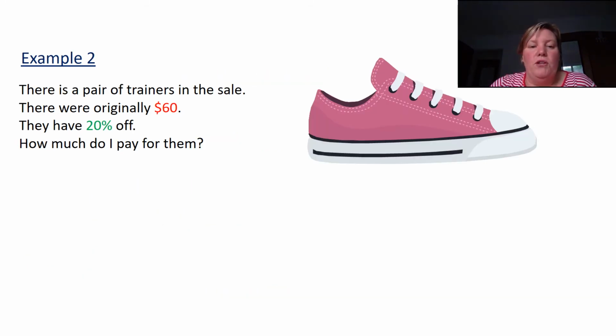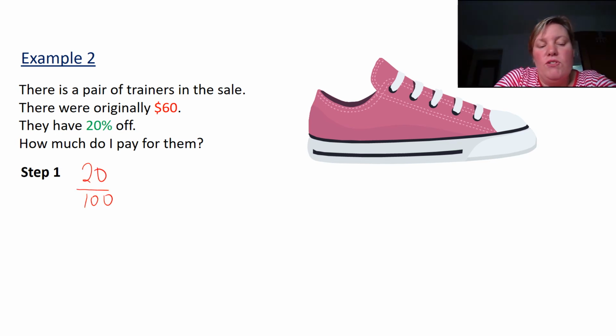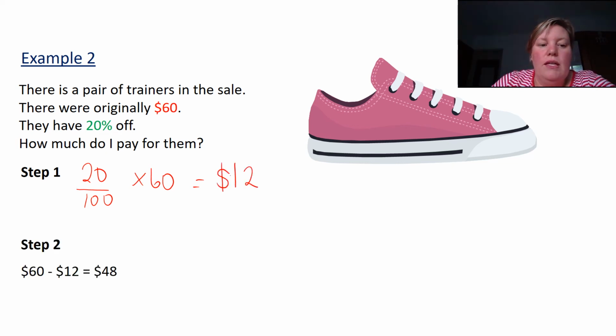Example 2, I've got a pair of trainers in a sale. They're originally $60. They have 20% off. How much do I pay for them? Step 1 again. I'm going to find 20%. Notice every time I write down 20% and I'm doing a calculation, I put it over 100. I'm going to times it by 60. So that's going to be $12. Step 2. Take it away. So there's my original $60 minus my $12, so what I'm going to pay is $48. Really useful to know how much you're going to pay before you go up to the till, I find, because sometimes you get ripped off. And I don't like to be ripped off.